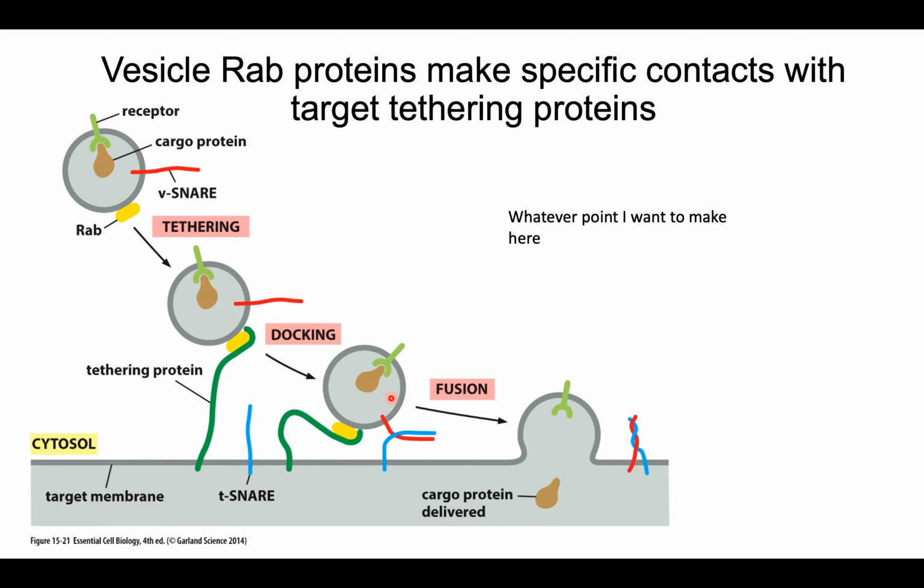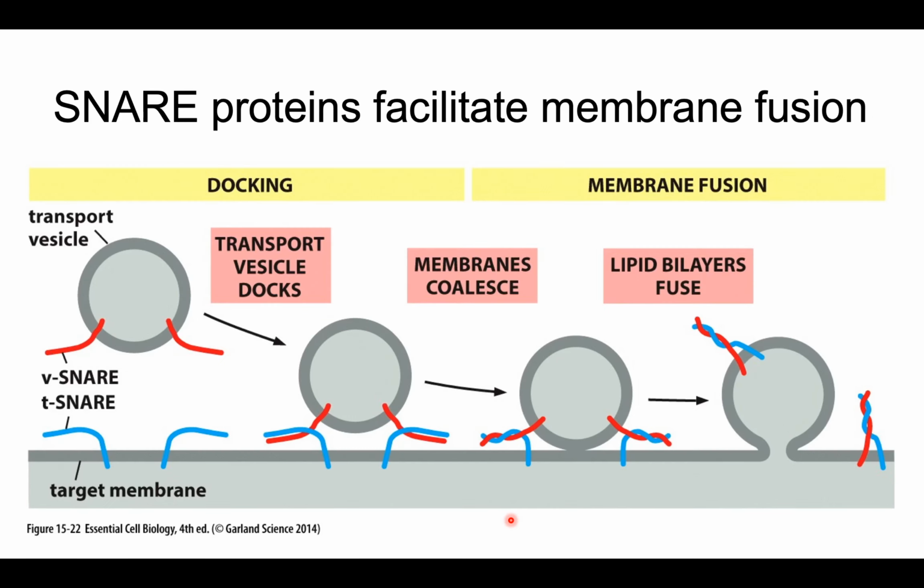So the point I want to make here is there's 3 steps to getting vesicles to fuse to its final location. It relies on this tethering or recognition between the Rab and the tether, the docking process of these SNAREs recognizing each other, and then fusion is facilitated by these SNARE proteins wrapping around and getting that membrane to fuse. Then our proteins can be released. So we'll see that docking and fusion step in action.